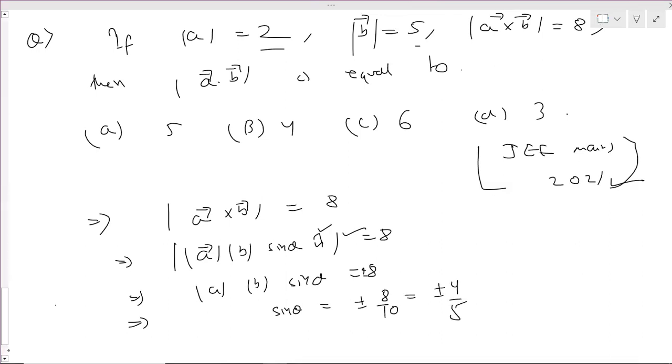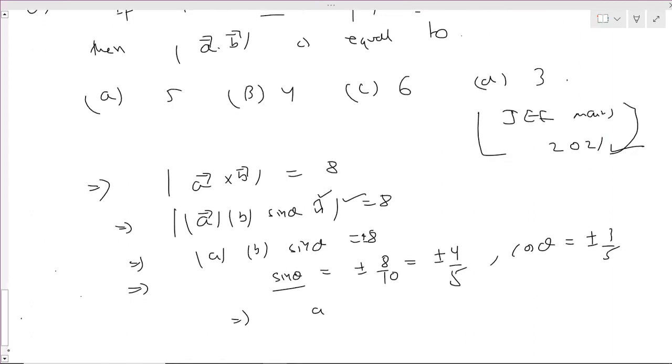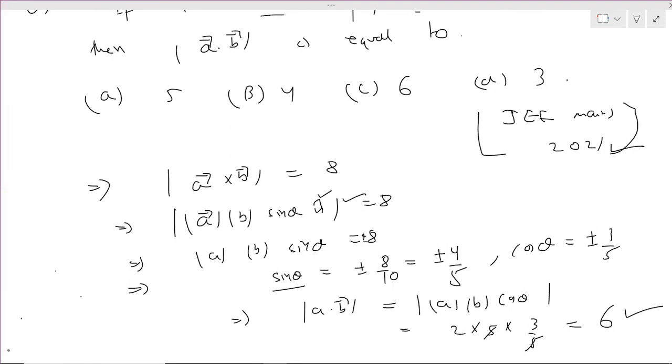I hope you are all physics students, right? If you are physics students, you already know sine theta is 4 by 5, so cos theta will be 3 by 5. Using that triangle, they're asking mod of A dot B. This is mod A mod B cos theta, mod. So mod A is 2, mod B is 5, cos theta is 3 by 5. The answer is 6.